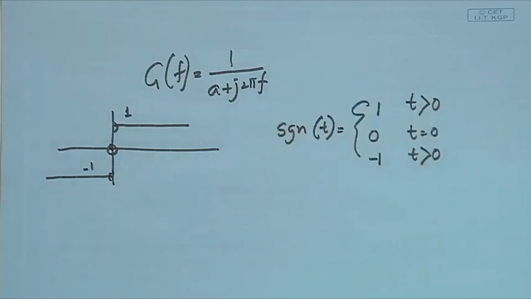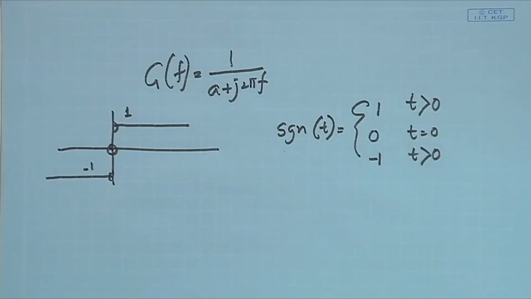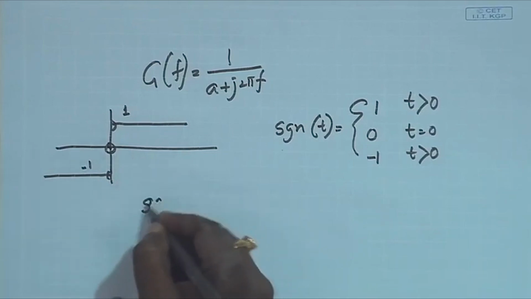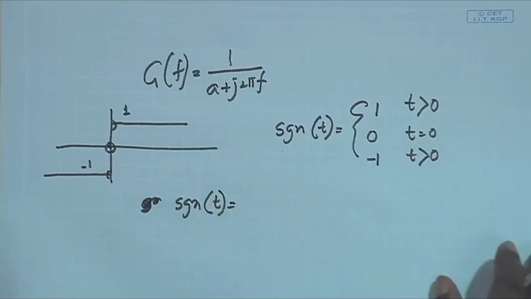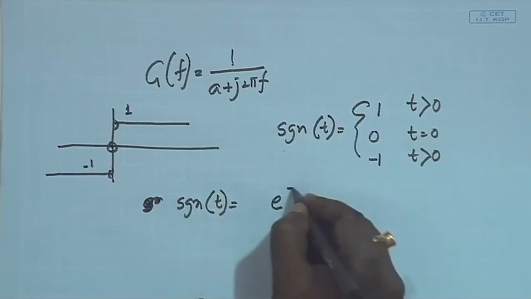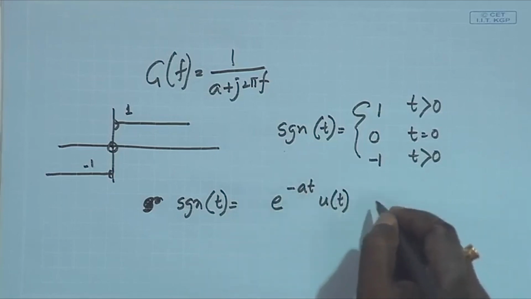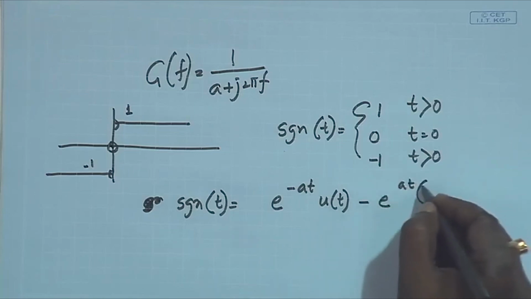How do we evaluate this Fourier transform? Let us try to see. Directly you will not be able to evaluate this. If you just put it this way, you will see all kinds of infinity coming up. Directly we will not be able to evaluate this, but we can evaluate it in a clever way. We can represent this signum function as this. It is actually e to the power minus a t into u t minus e to the power a t into u minus t.